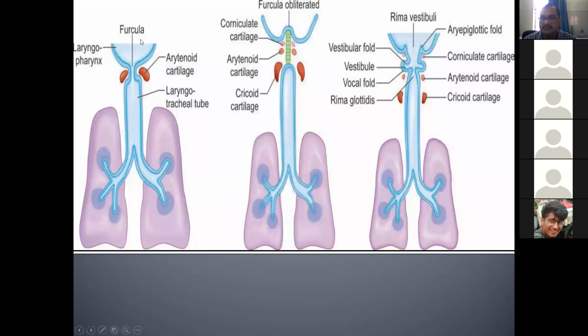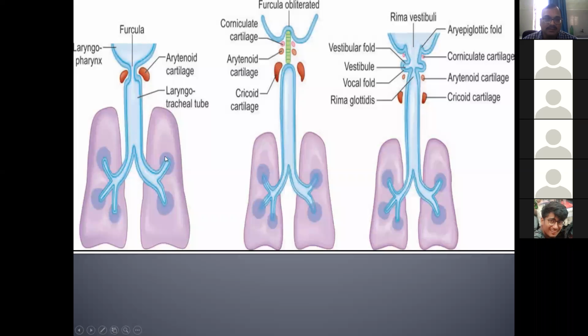So you can see here, this is the furcula of His, through which it is communicating with the laryngotracheal tube. And now these are the lung buds which have penetrated inside the peritoneal-pericardial canal. And after penetration into the pericardio-peritoneal canal, they have started dividing to form the parenchyma of the lungs.